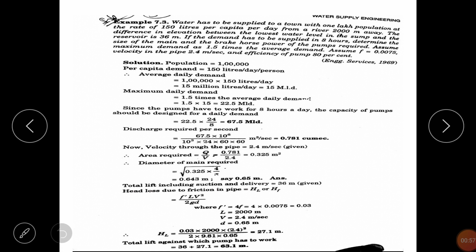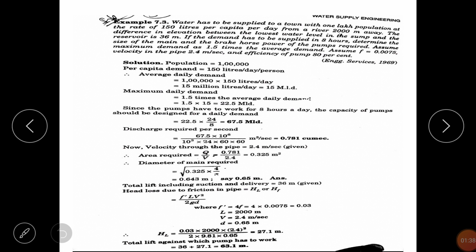Assume F is equal to 0.7775. Velocity in the pipe is 2.4 meter per second and efficiency of pump is 80%. Here what they have given is the population of 1 lakh and daily demand of 150 liters, and the river is 2000 meter away. Also given is the lift of 36 meter, and the time to supply the water to the city is 8 hours.